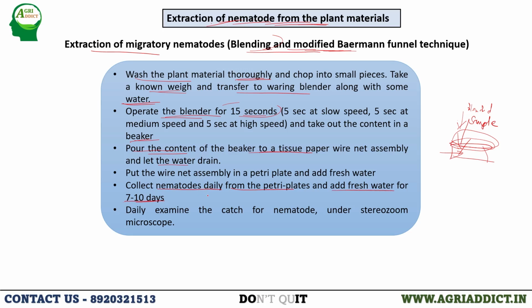For about 7 to 10 days the same procedure is followed: the nematodes collected in the water are taken and fresh water is added for further collection of nematodes, as nematode mobility varies from species to species. After that, examine the collected sample under the stereo microscope. Like this, the extraction of nematodes from planting materials is carried out in the case of migratory nematodes.